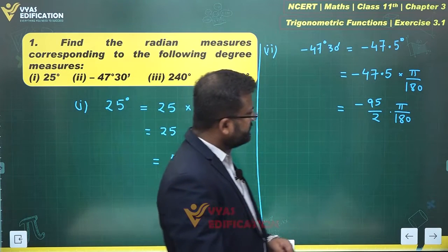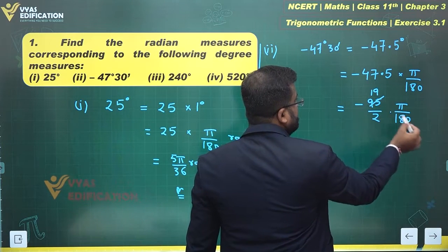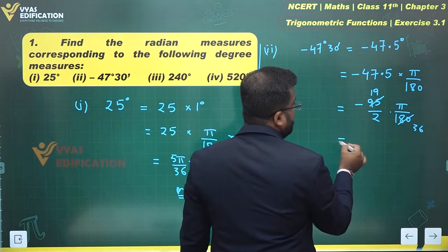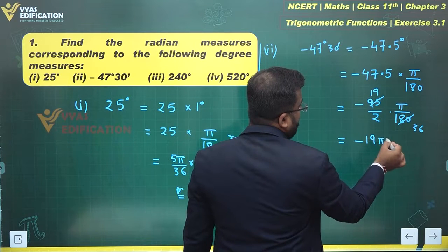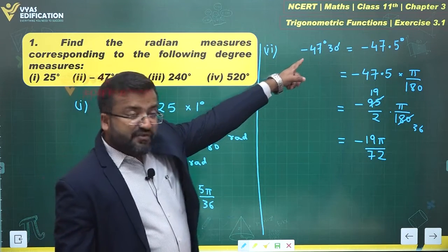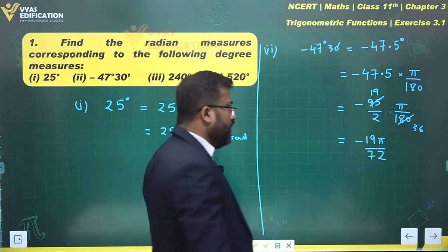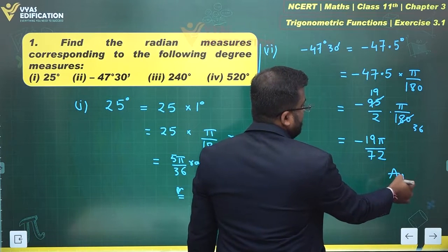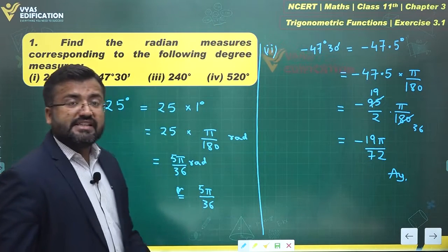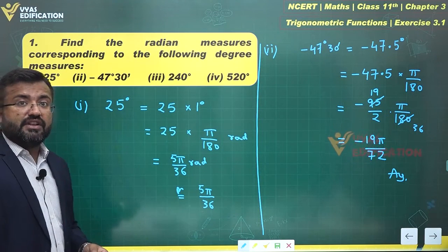Let's do it. What you have over here is 5. A factor of 5 gets cancelled. This is 19. This is 36. So what you get is minus 19 pi over 72. Minus 47 degree 30 minutes is equal to minus 19 pi upon 72 radians, and that is my answer over here. That's okay? Yes, that's pretty simple. What next? Let's talk about the third part after this.